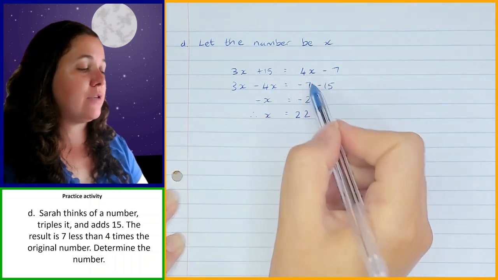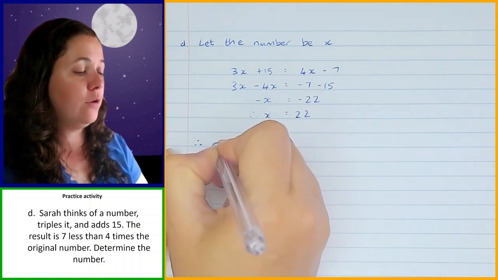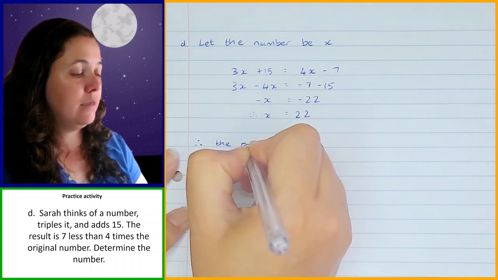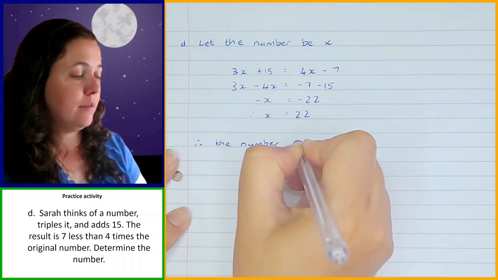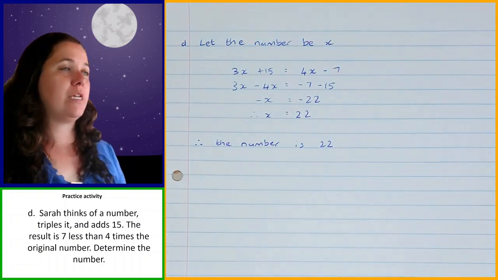So now I've solved my equation. I can't just leave it like that. I need to go and answer the question. Therefore, the number is 22. Okay, so that's what you should have got for question D.